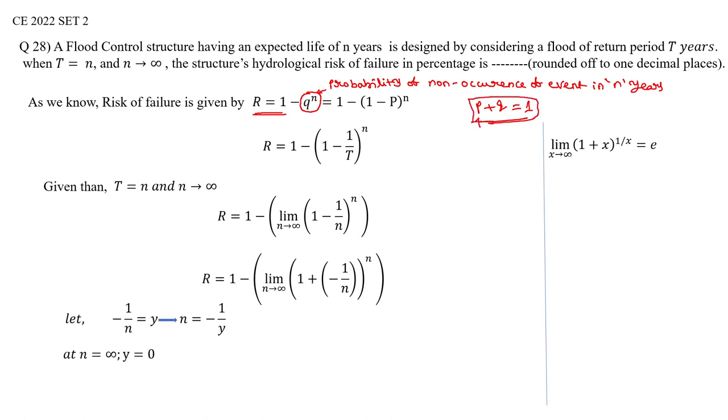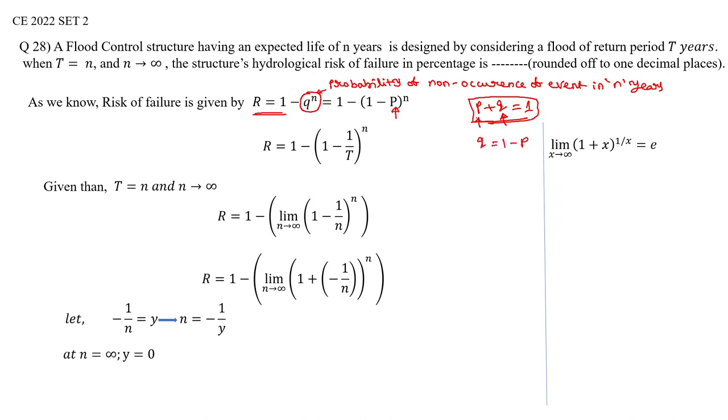Let's say this is the favorable probability and this is the non-favorable probability. The favorable probability plus the non-favorable probability is always equal to 1. It's a basic probability law. So q equals 1 minus p, and we substitute here: 1 minus (1 minus p) power n.